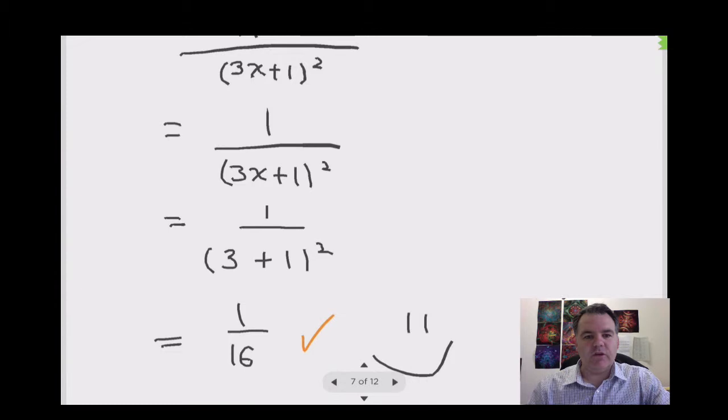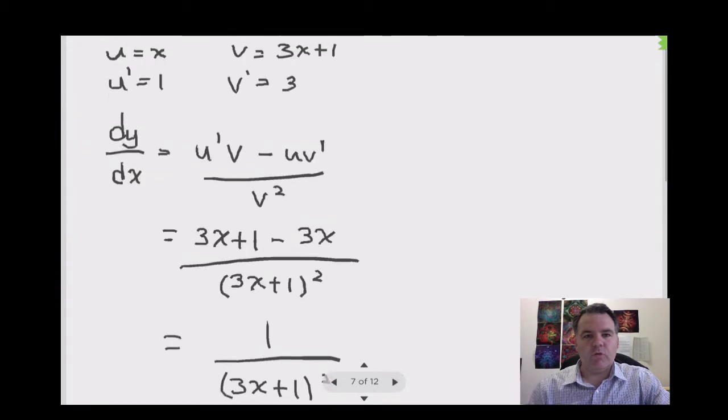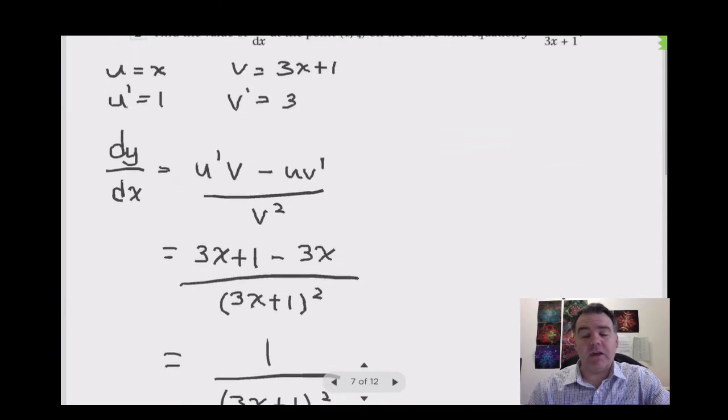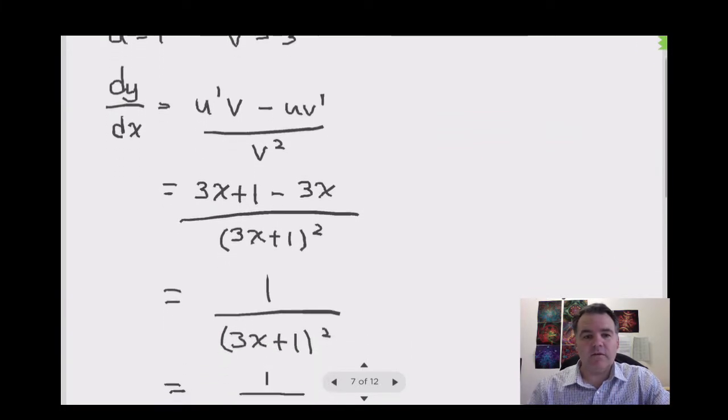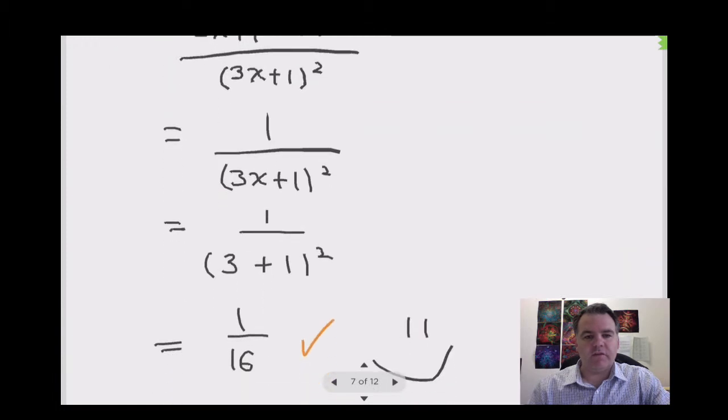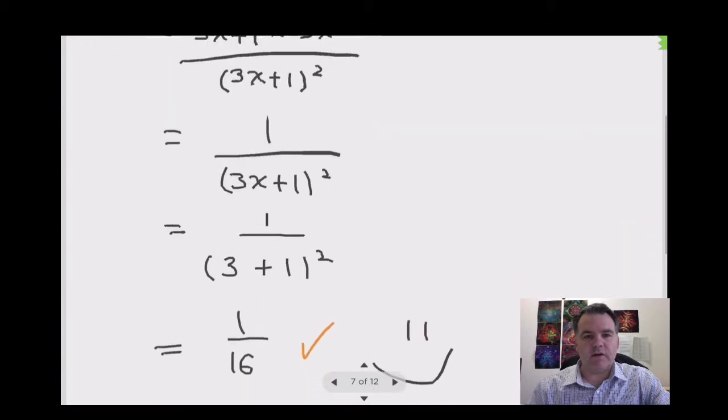And substituted in what we want to know. We wanted to know the slope at the point 1, 1/4. So it didn't matter about the y value there. All we needed to know is that the x value is 1. So we've got the derivative there, 1/(3x+1)². We substitute in x equals 1 and we get 1/16. So that's the correct answer to the one on page 7.